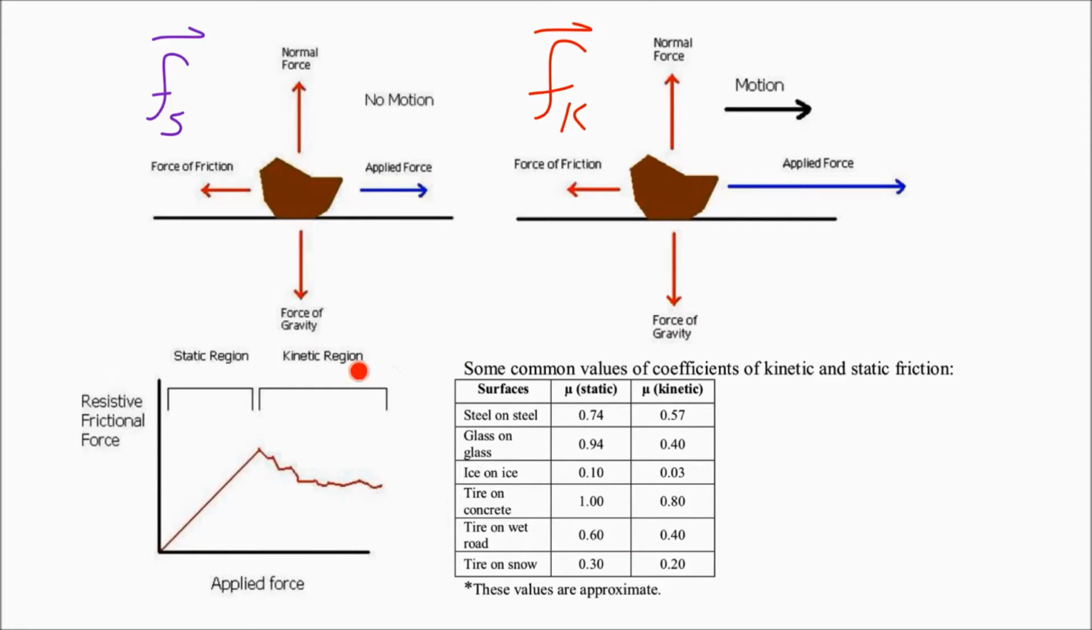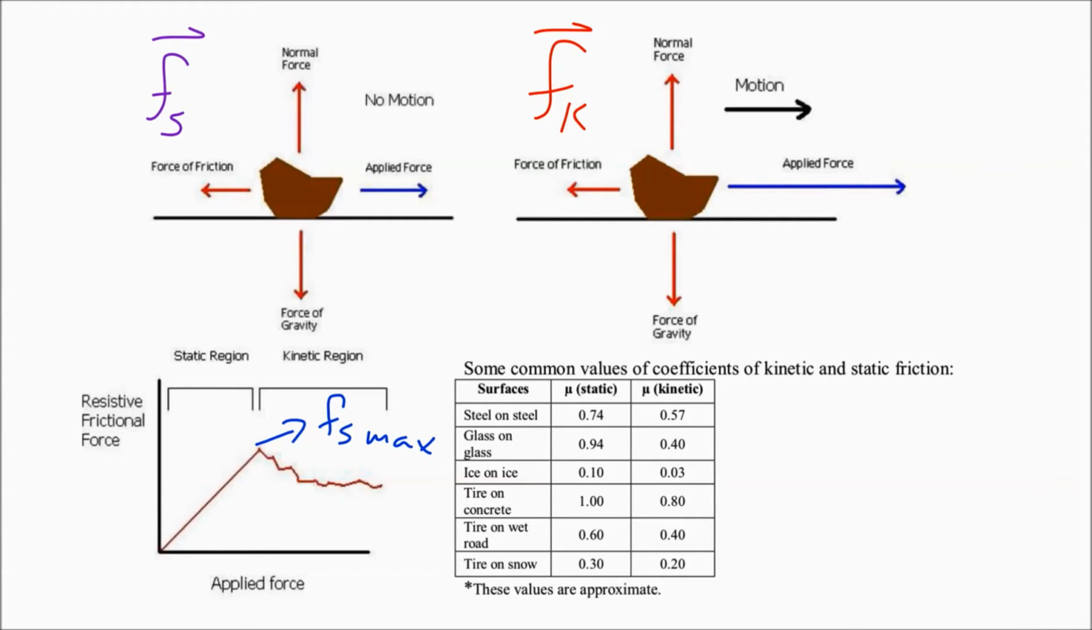Alright, down here we have a graph and a table. This is a graph of the different kinds of friction versus an applied force. So this is saying that we can be pulling or applying a force to an object, and we pull, and the resistive or frictional force gets higher and higher and higher until we reach this maximum point right here at the very top. That is the maximum static friction.